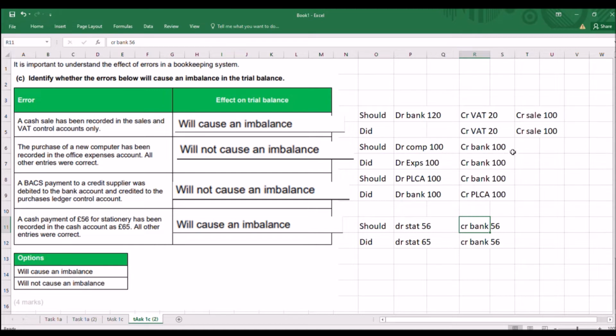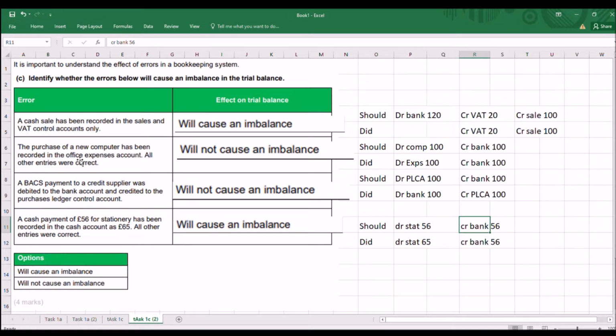So here we go. The cash sale has been recorded in the sales and VAT account only, so I should have gone debit bank 120, credit VAT 20, credit sales 100. So that's what I should have done. I put some numbers in there, these are the simple numbers that we can have here. And what I actually did was this here. I forgot about the bank one, and so that caused an imbalance. And the reason why I say do it like this is that under pressure in the exam, this will hold up always. You'll never make a mistake, really.